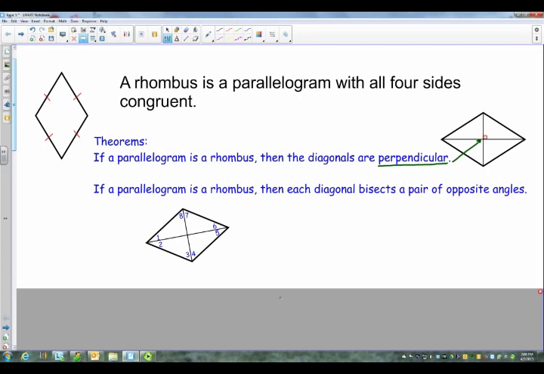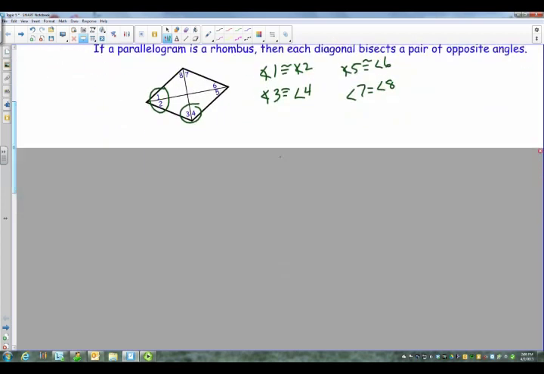Now the second thing, if a parallelogram is a rhombus, each diagonal bisects the pair of opposite angles. Now we've talked about bisecting before, but basically what that says is it cuts these in half. So if you look here, I've got this angle 1 and 2. What that means is angle 1 is congruent to angle 2. Down here, angle 3 is congruent to angle 4. Angle 5 is congruent to angle 6. Angle 7 is congruent to angle 8. And all that is true because this is a rhombus. So this thing bisects its angles on the opposite sides.